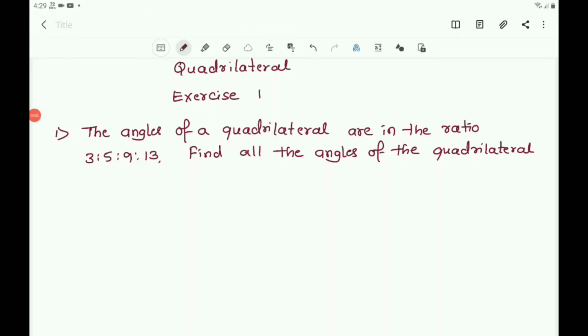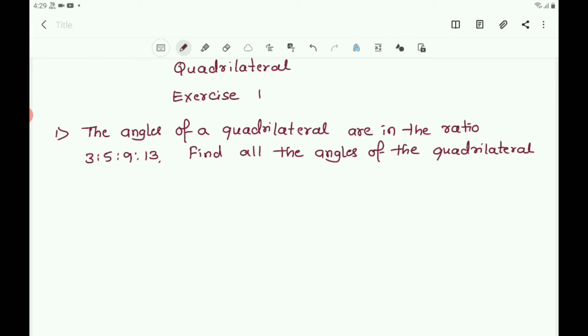Children, let us continue the chapter Quadrilaterals. Now let us start Exercise 1 and solve the first question of that exercise. What is that question? The angles of a quadrilateral are in the ratio 3:5:9:13. Find all the angles of the quadrilateral.